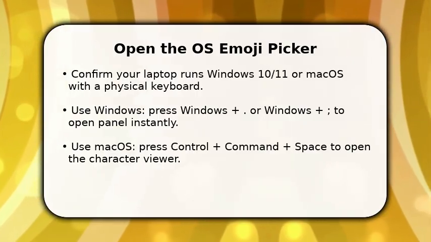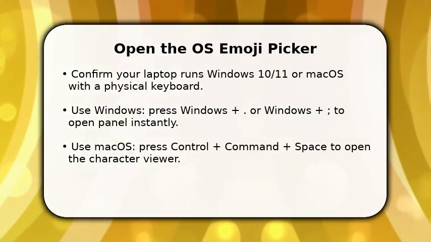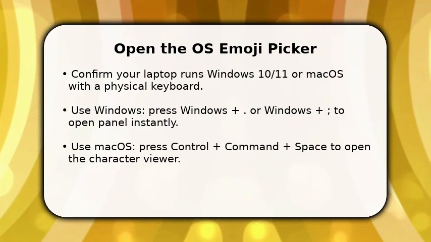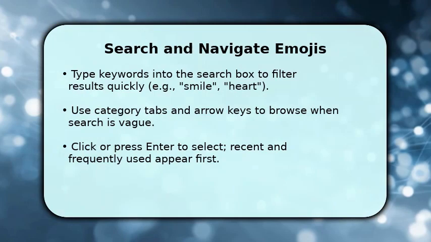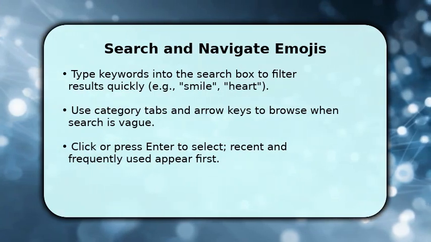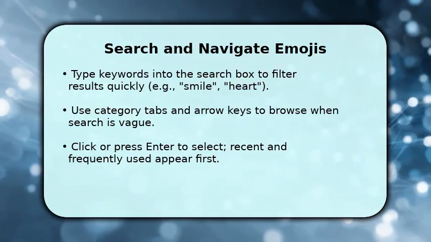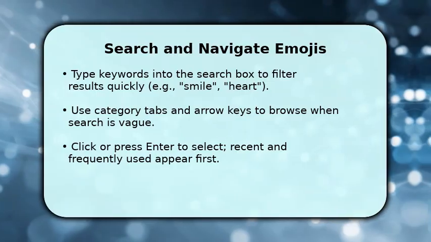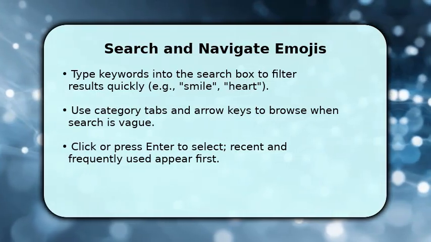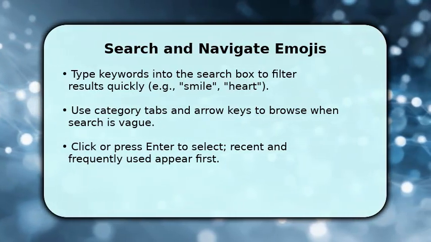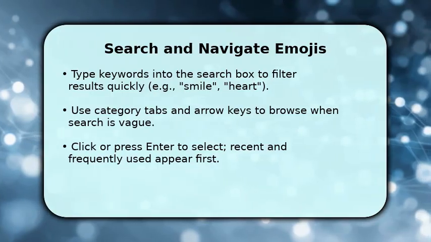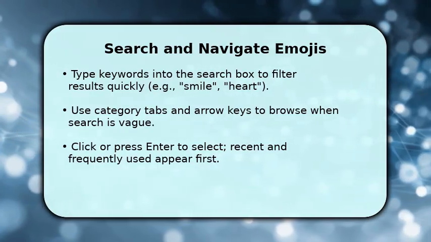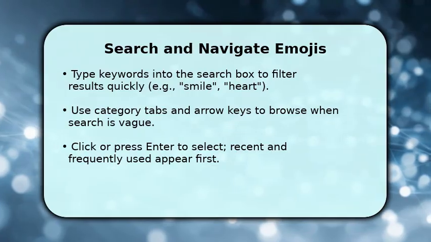This initial step connects the picker to the app you're using and avoids third-party tools that add latency. Now you refine what you want by searching and navigating. Type a short keyword like smile, food, or flag to narrow the set. Search is faster than scrolling. If you prefer browsing, use category tabs or press the arrow keys to move through grids and sections. This helps when you only have a vague idea.